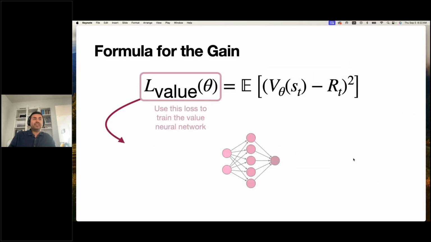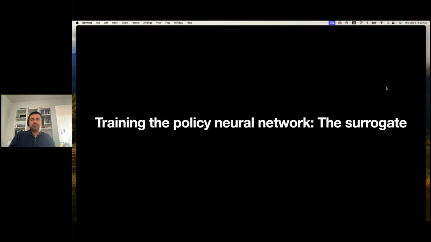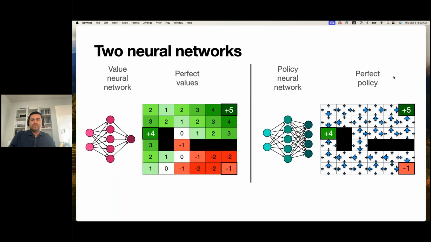This is used to train the value neural network. I'm going to quickly tell you how to train the policy neural network, and I'm going to stop in 3 minutes. Should I stop in 3 or 5? Let me know. We have 5-6 more minutes if you want. Okay, let's do 5-6 so I can actually do the surrogate, and then I can tell you a bit about DPO, and then we wrap up.